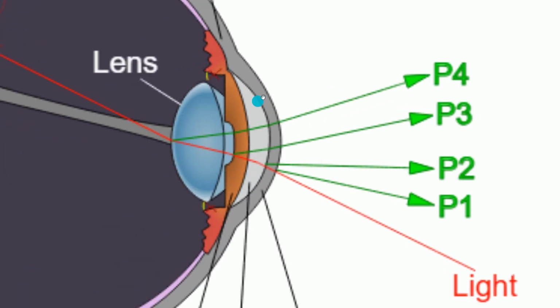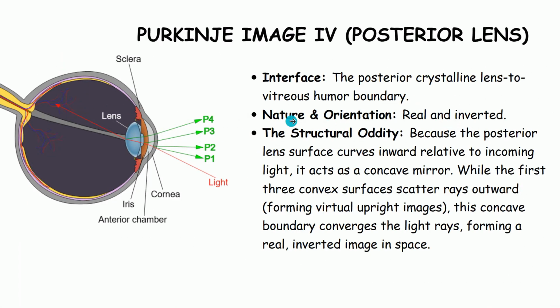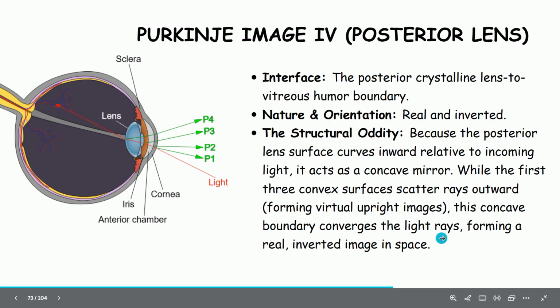Compared to P1, which is convex, P2 also convex, and P3 also convex, P4, which is on the posterior side, is concave. That means its nature and orientation will become real and inverted. The structural identity is that because the posterior lens surface curves inward relative to the incoming light, it acts as a concave mirror, while the first three convex surfaces scatter rays outward, forming virtual upright images. This concave boundary converges the light rays, forming a real inverted image in space.